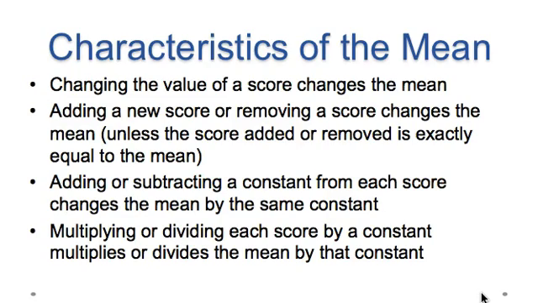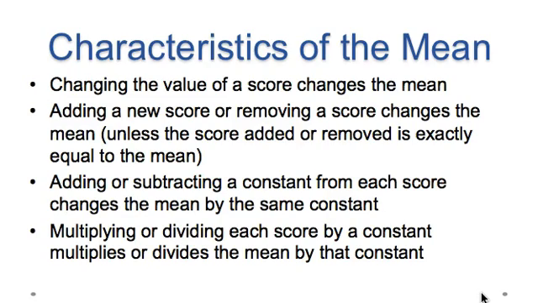These are the characteristics of the mean, based on the fact that every score in the distribution contributes to the value of the mean. Changing any score will change the sum of the scores, or sigma x, and so will always change the mean. Adding a new score or removing a score will change both sigma x and n, the number of observations, and you will need to calculate a new mean.